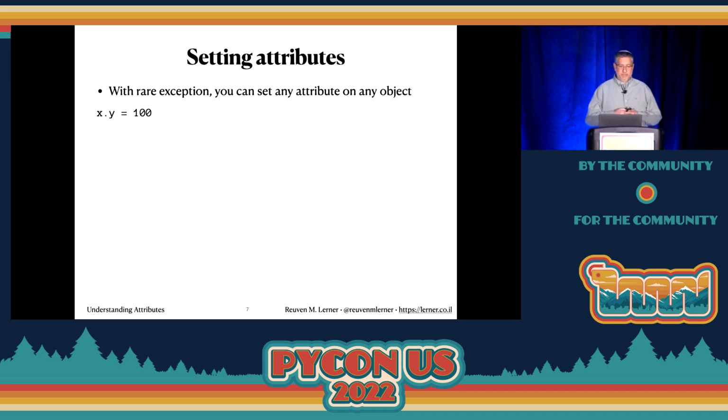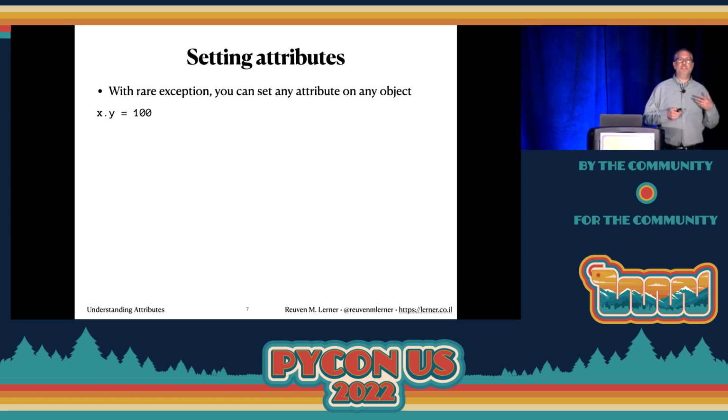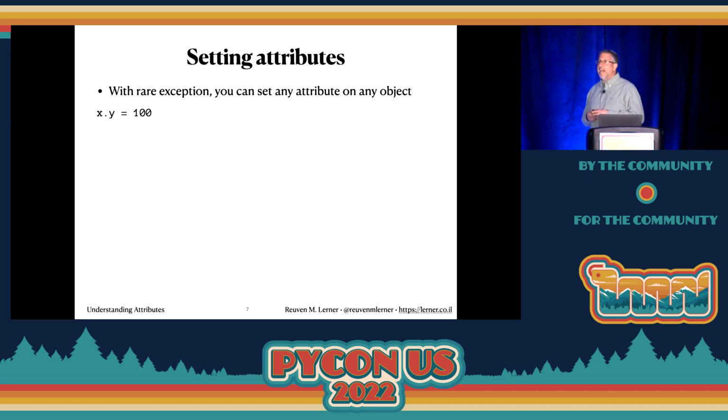What if I want to set attributes? Well, with pretty rare exceptions, typically having to do with built-ins that are written in C, you can set any attribute on any object you want in Python. So here, assuming that I have an object that's not one of the built-in types, I can say x.y equals 100. And I will have added that attribute to the object. Or if the attribute already exists, then I replace the previous version with the new version. And if that sounds a lot like a dictionary, guess what? It's a lot like a dictionary.